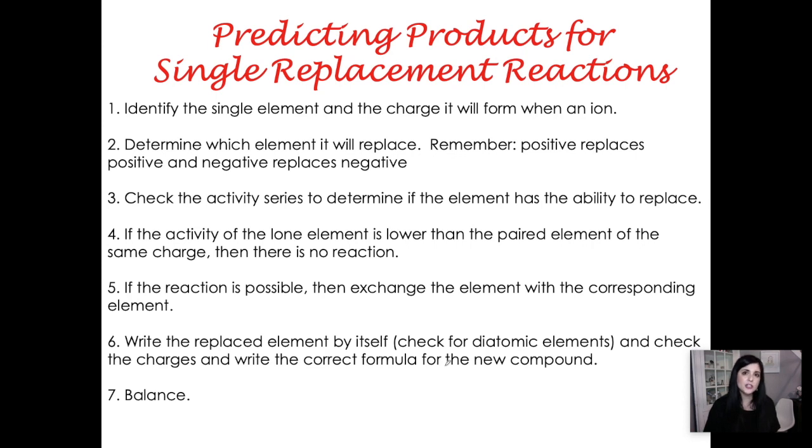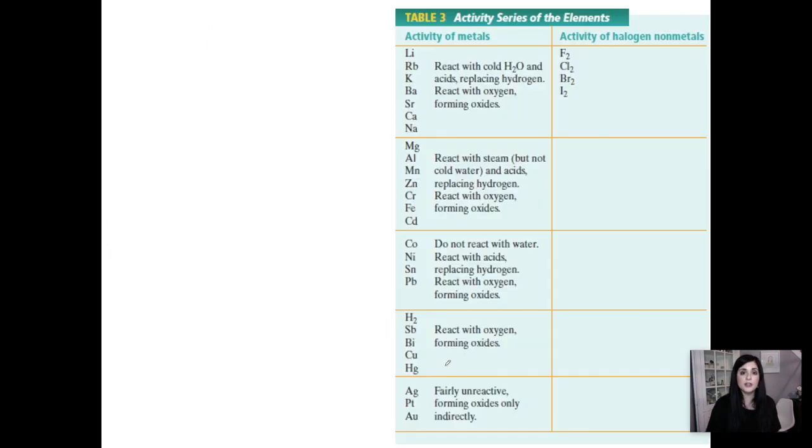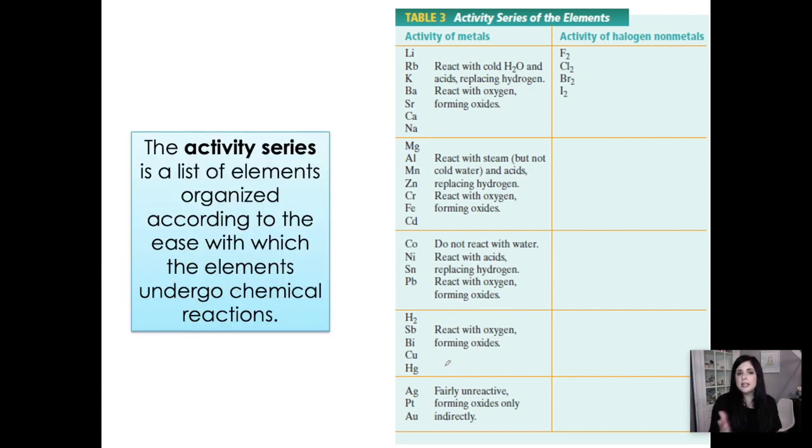These reactions will not always occur, and we can tell if they are going to happen or not by looking at something called the activity series. This is an example of an activity series, and I actually put this in your notes as well. So what is the activity series? It's a list of elements that's organized by the ease with which the elements undergo chemical reactions.